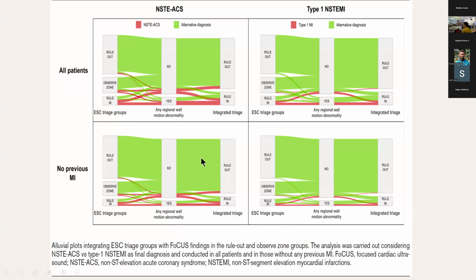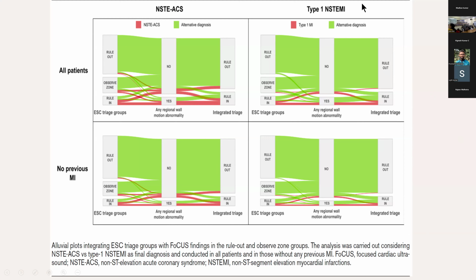So this is an alluvial plot. It's a newer sort of diagrammatic representation of what happened to the patients. Here they've looked at all patients. They've also done a subgroup on patients with type 1 MI, that means truly occlusive MIs. Here they've divided based on the ECS triage group, so based on the troponin: the rule in, observe zone, or the rule out. And they've now added the focused ultrasound to it, and they saw whether the patients moved. So this is integrated triage with the focused ultrasound.